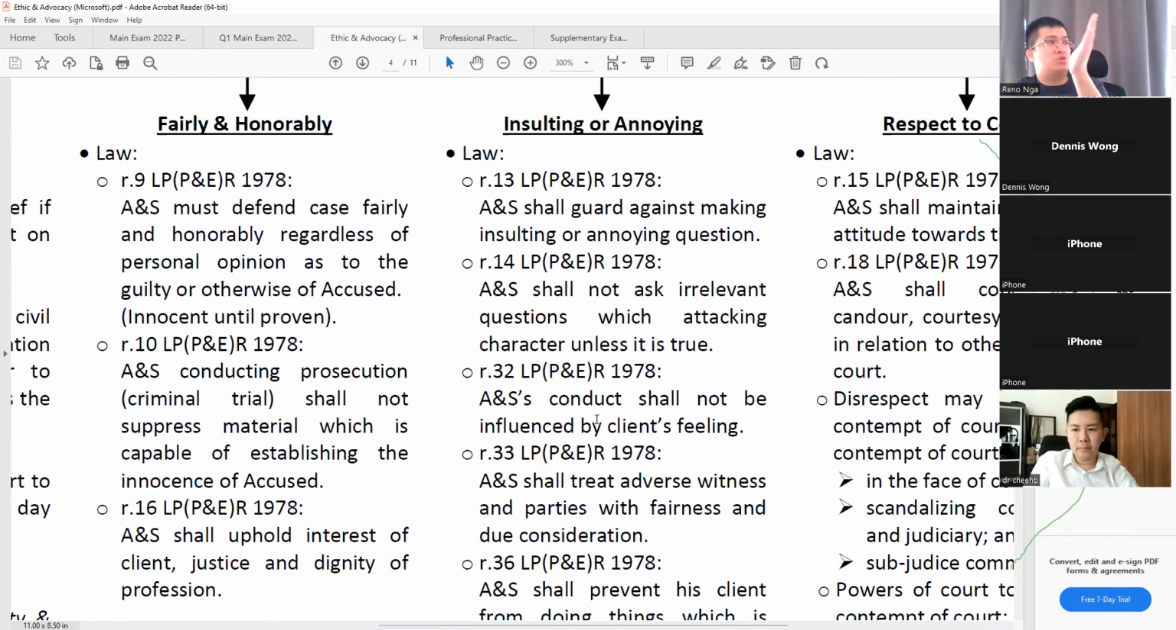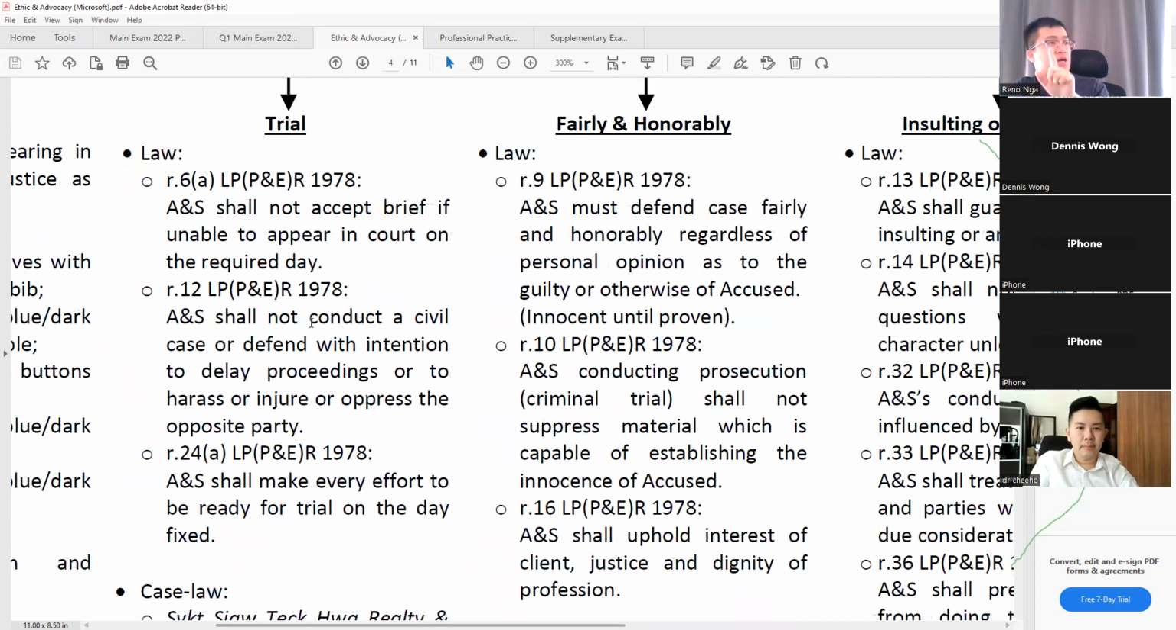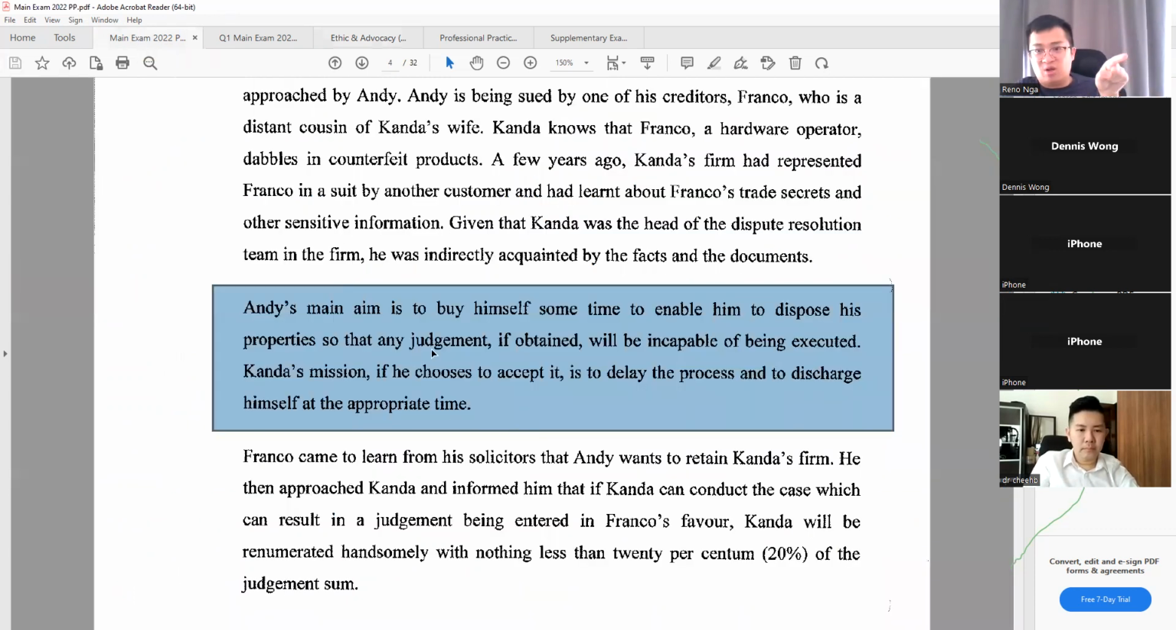So let me repeat, which is Rule 9, Rule 10, Rule 16. Sorry, I saw wrongly. So the answer should be Rule 6A, Rule 12, Rule 24A, and Rule 17, which is cannot tipu the court. I think it's good enough already. By the way, you guys don't be so greedy, asking for so many laws. This is just one of the parts, so don't write a lot of things unless you can remember.